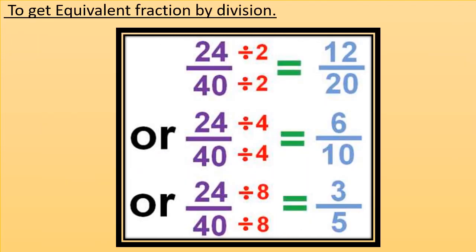Now we can get equivalent fractions by division also. So we have to divide the numerator and denominator of the fraction by the same number. See in the example, 24 by 40 when divided by 2, we get its equivalent fraction as 12 by 20. 24 by 40 when divided by 4, we get 6 by 10 as its equivalent fraction, and 24 by 40 when divided by 8, we get its equivalent fraction as 3 by 5.